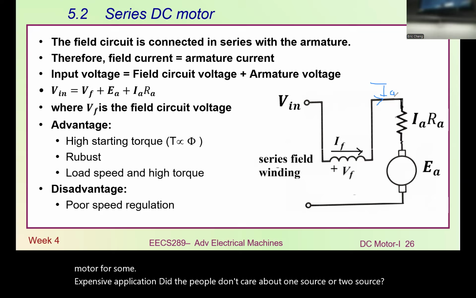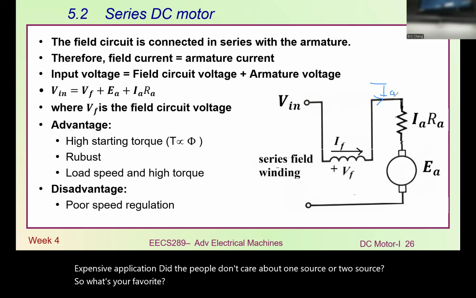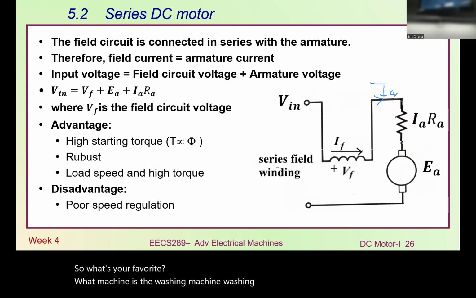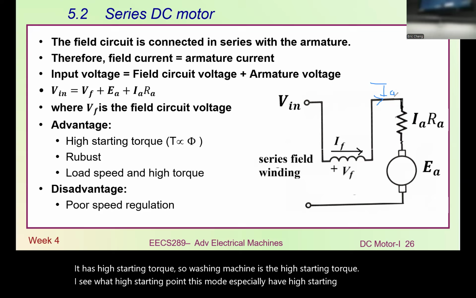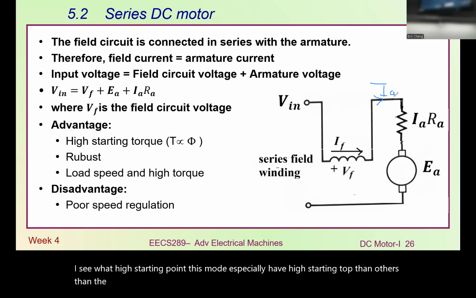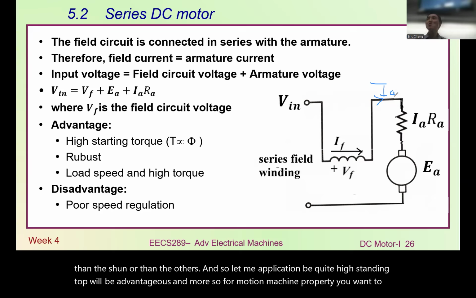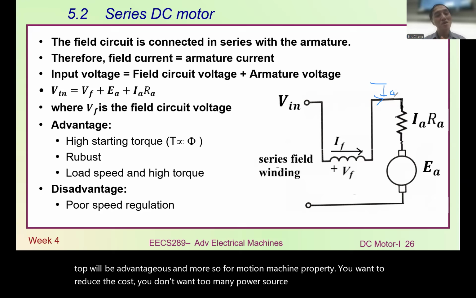So what do you think? Washing machine. It has high starting torque. So washing machine needs the high starting torque. Well, if I say high starting torque, this motor especially has high starting torque than the shunt or than the others. So that means applications that require high starting torque will be advantageous. And also for washing machine, probably you want to reduce the cost. You don't want too many power sources, right? That's one of the good examples.